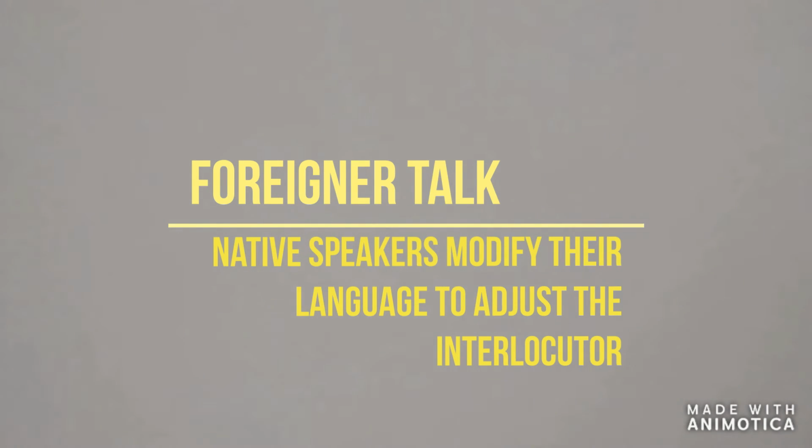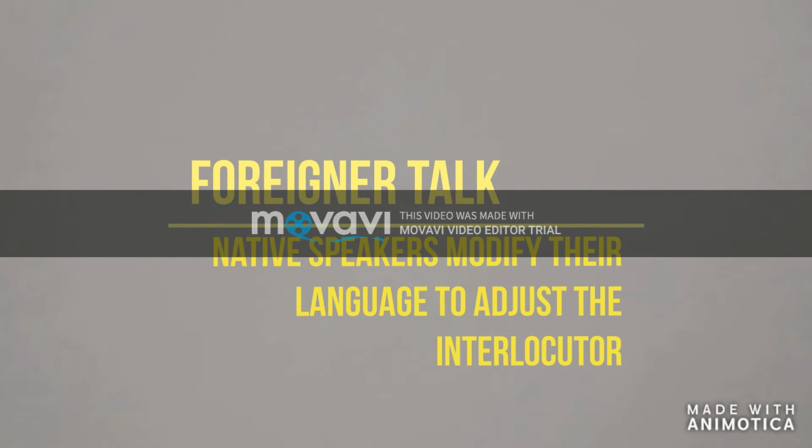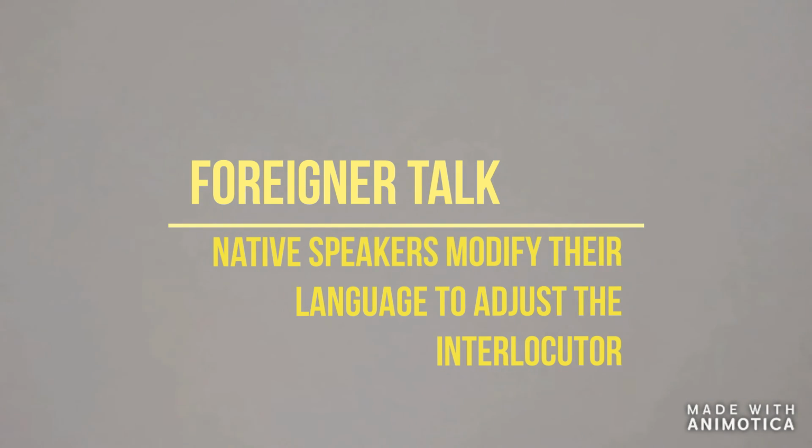Regarding the natural context, we can differentiate teacher talk from foreigner talk. Foreigner talk are speech modifications by native speakers in the use of the target language when the interlocutor is not a native speaker. In other words, native speakers talk differently to foreigners. This different type of language is known as foreigner talk.